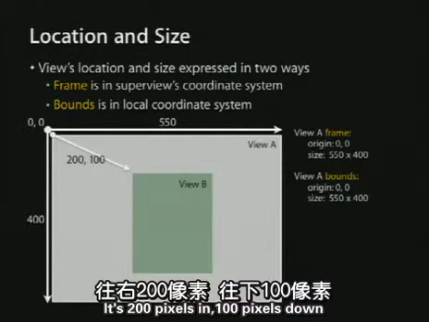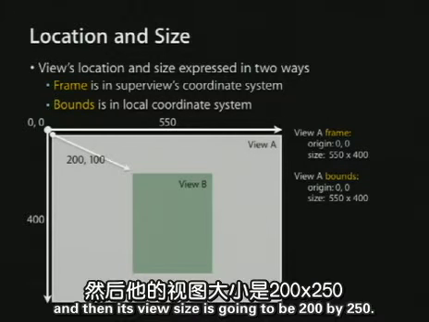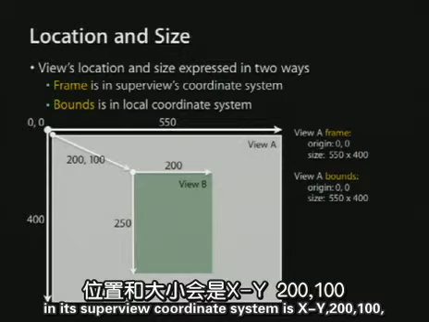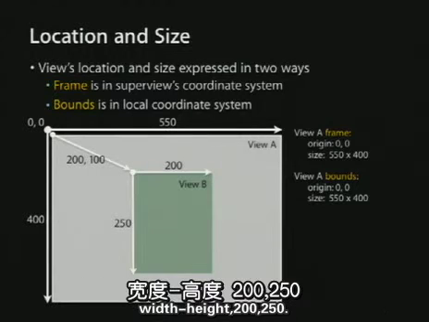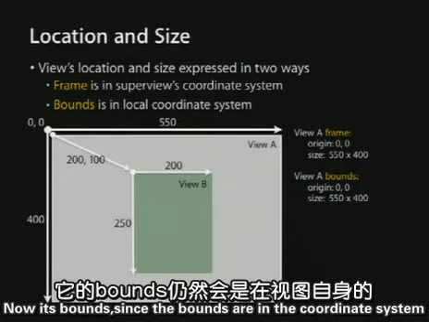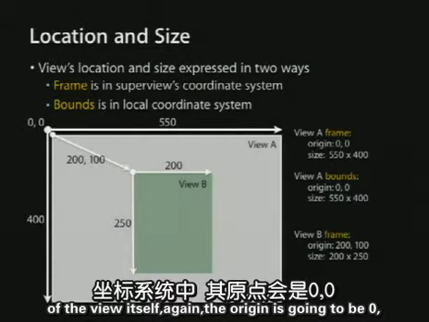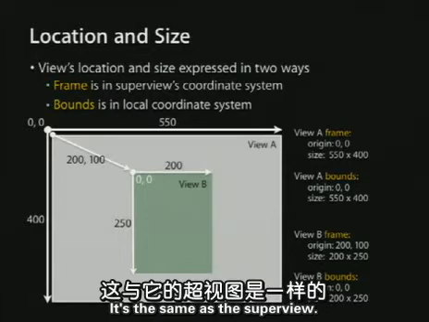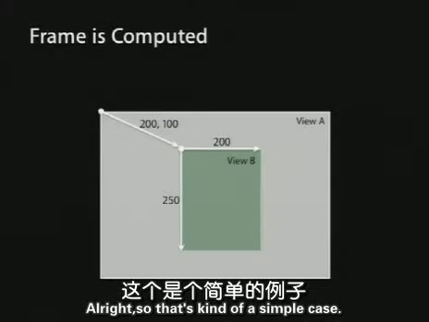It's 200 pixels in, 100 pixels down. And then its view size is going to be 200 by 250. So the entire frame of that view, the location and size in its superview coordinate system, is x, y 200, 100, with height 200, 250. Now its bounds, since the bounds are in the coordinate system of the view itself, again, the origin is going to be 0, 0, and the size is going to be 200 by 250. It's the same as the superview. All right, so that's kind of the simple case.